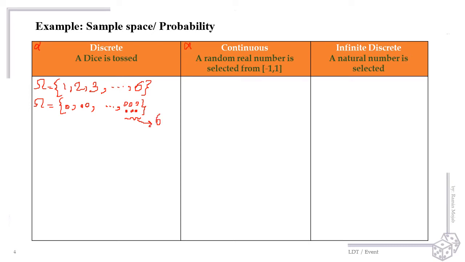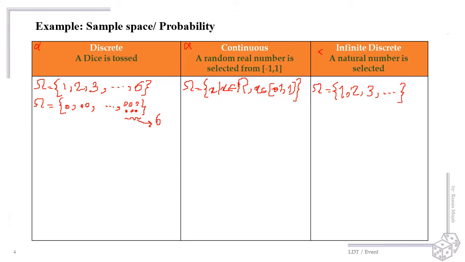For the continuous case, consider an experiment in which a random real number is selected between -1 and 1. Omega is the set of x, such that x is real and x belongs to the interval -1 and 1. For the infinite discrete case, consider an experiment in which a natural number is selected randomly. Omega is similar to the omega in the discrete case: 1, 2, 3, and so on.